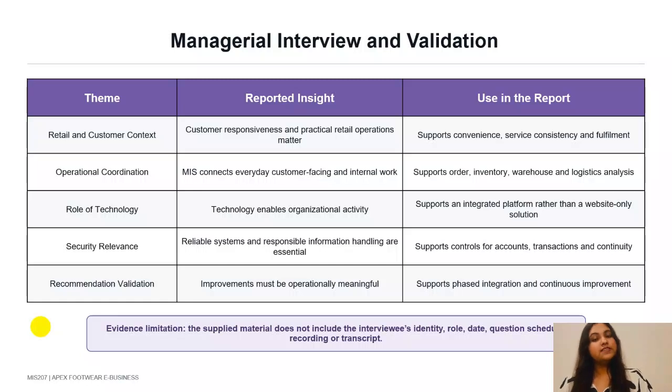However, we need to clearly state an evidence limitation. The supplied material does not include the interviewee's identity, role, date, question, schedule, recording, or transcript. Therefore, we use the interview as contextual validation, not as proof of Apex's exact internal systems or company-wide performance. This is another example of why evidence boundaries are important in our research.